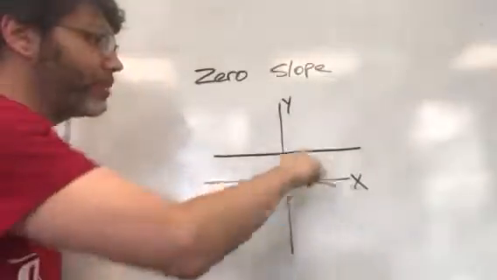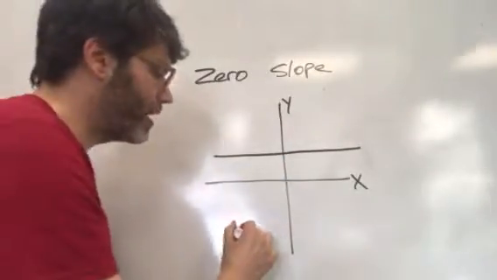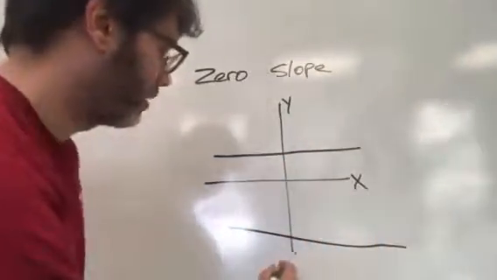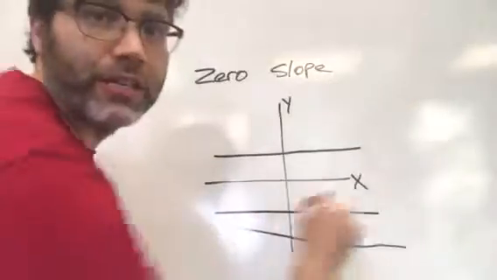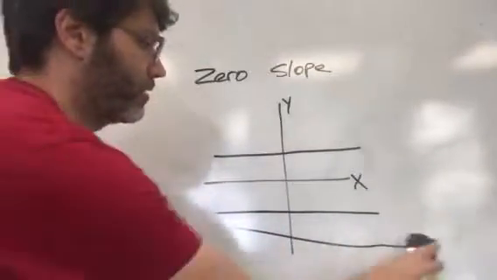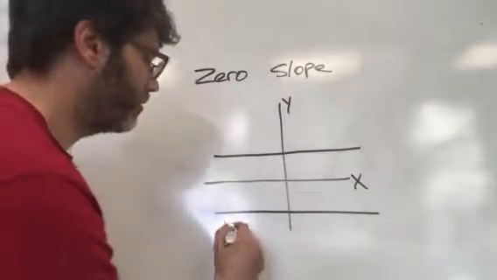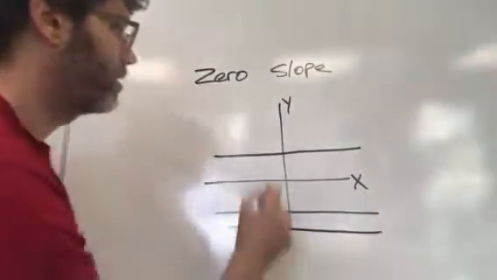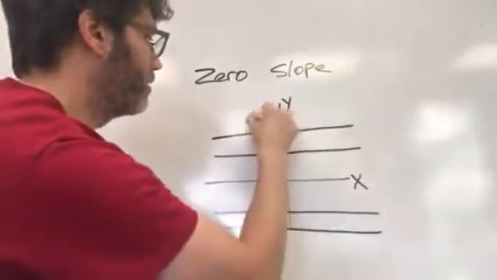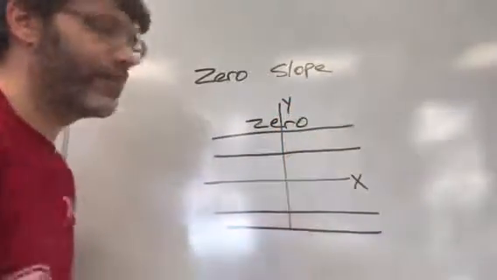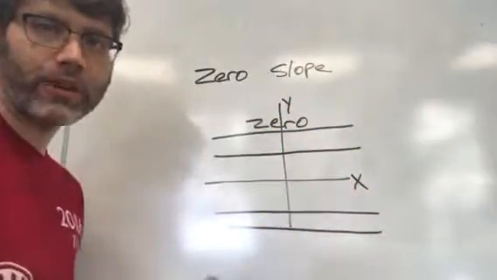So this line has a slope of 0. This line has a slope of 0. This line has a slope of 0. All right? So they need to be perfectly flat. All of these have slopes of 0 on them. They are completely flat, okay?